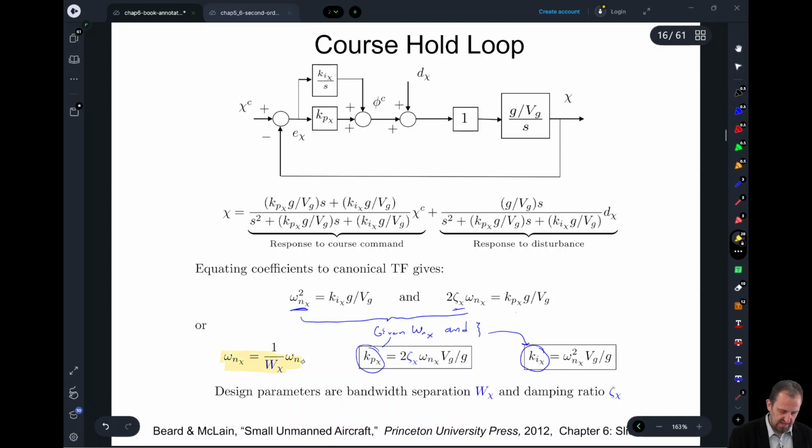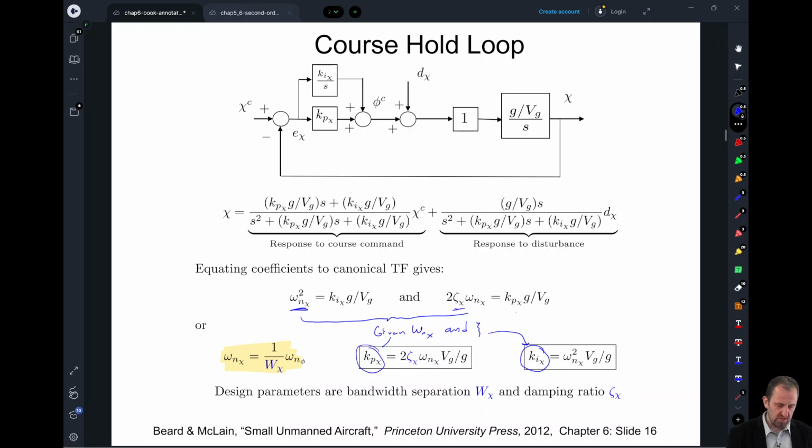With one other caveat, which is that we don't choose the natural frequency independently. So we choose our Wn sub chi based on Wn sub phi, right? Because our outer loop has to be less responsive than the inner loop. And so this W sub chi is going to be on the order of 10, somewhere between 5 and 20 is what the book recommends. But we define the natural frequency for this outer loop based on the natural frequency of the inner loop. So that's important to know.